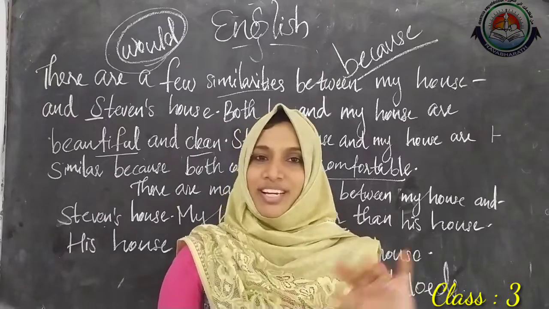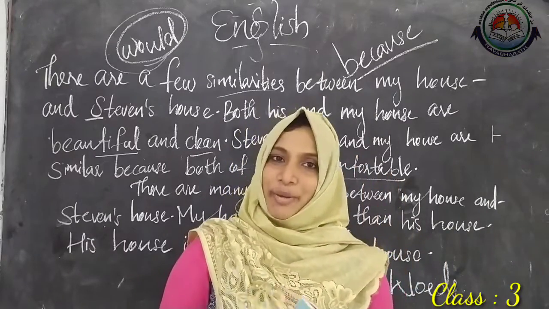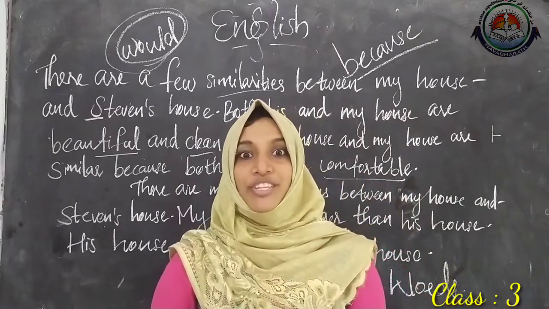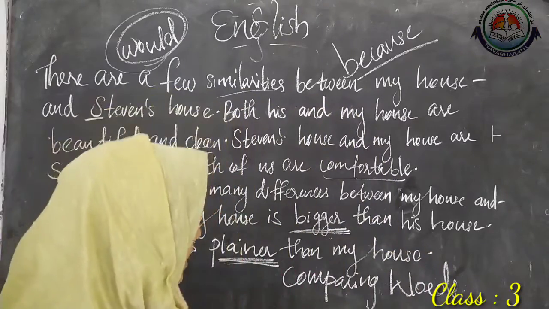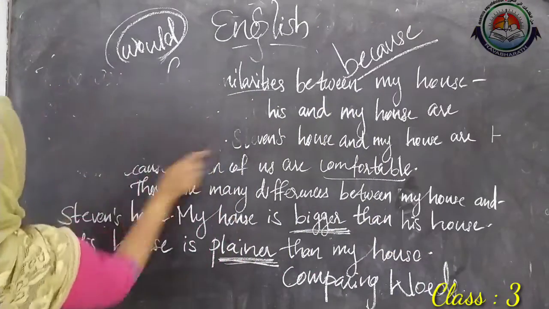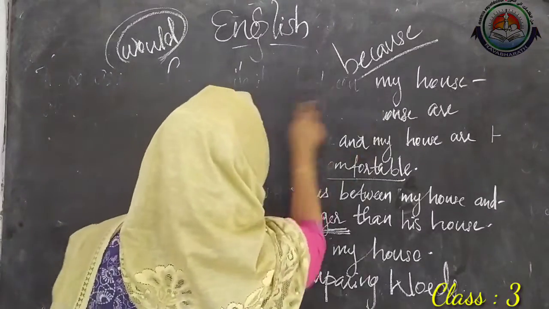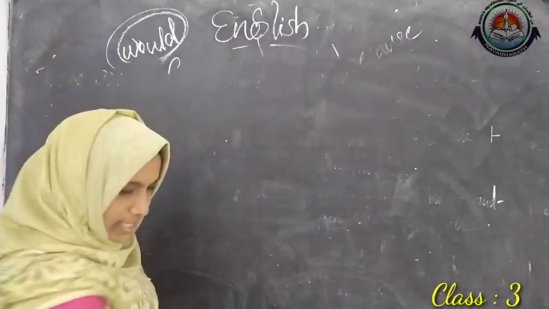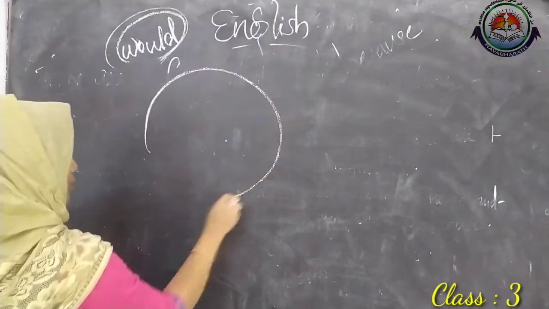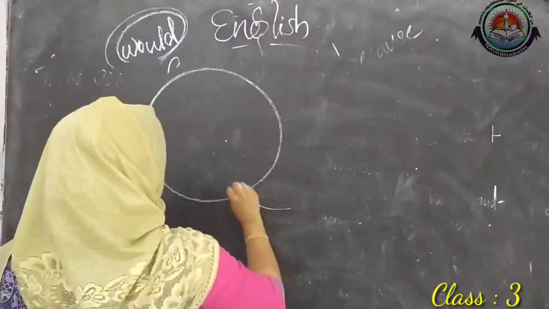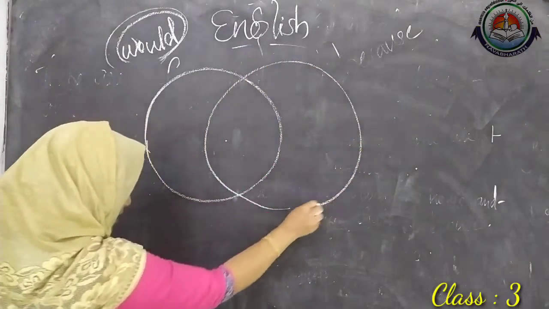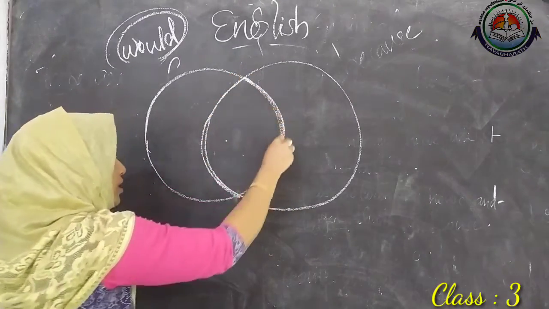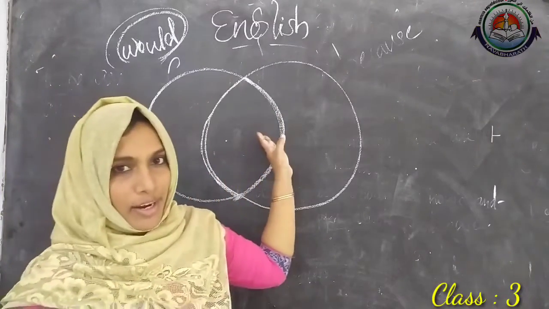Yes, you have to compare the toys of Stevens with your toys by using a Venn diagram. What do you mean by Venn diagram? Yes, that also we have discussed, right? By connecting two circles, we can make the Venn diagram. How to make it? See, one circle you can draw like this and the other circle we can draw like this. This part we call the overlapping part, the joining part.